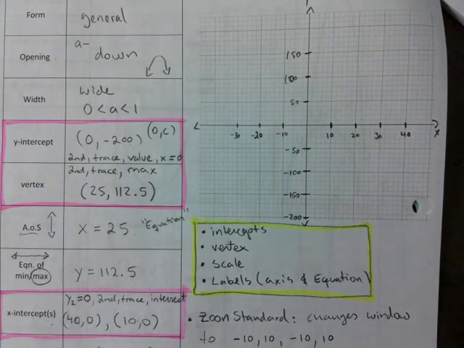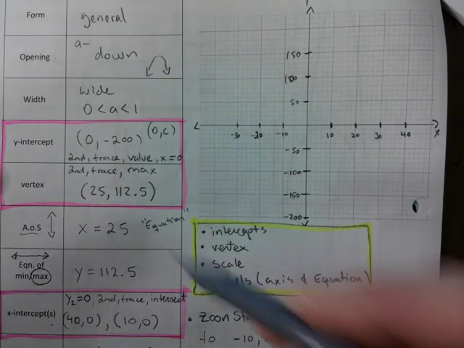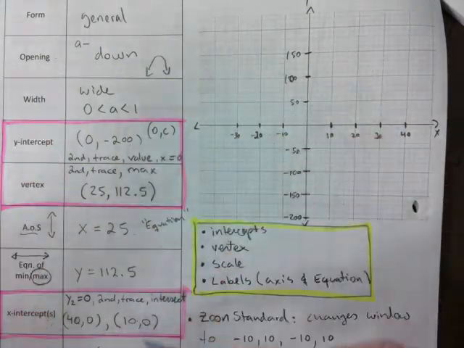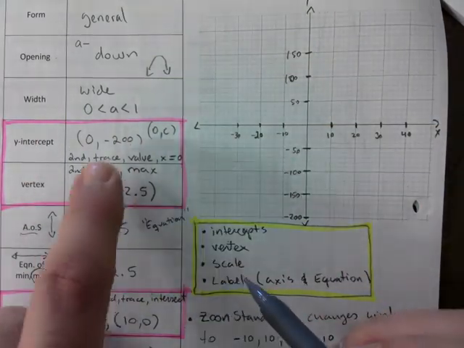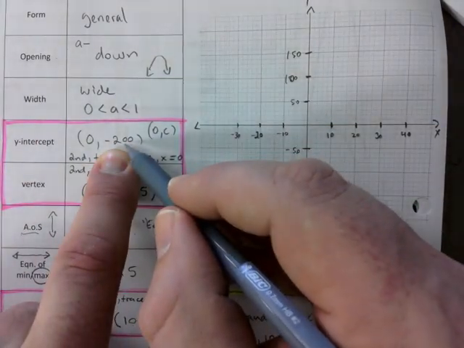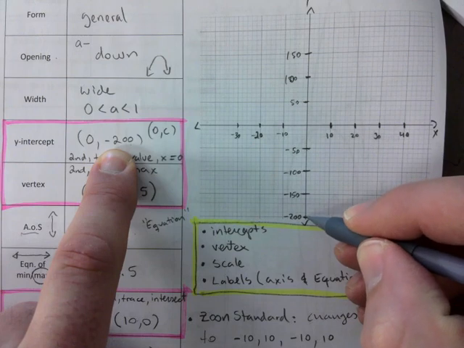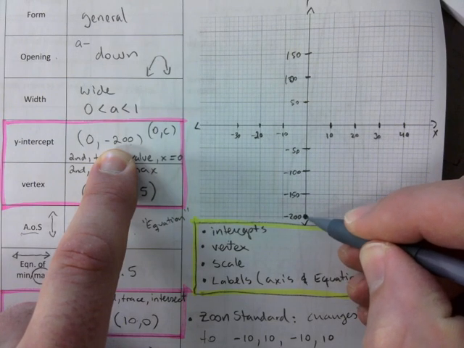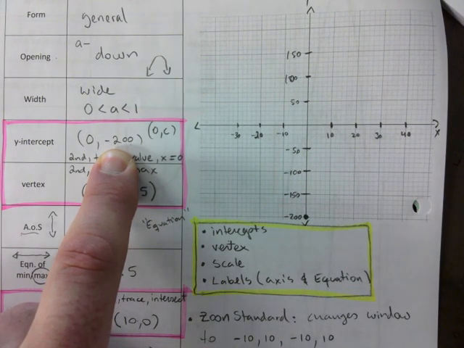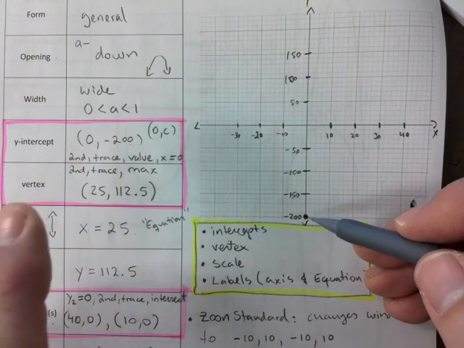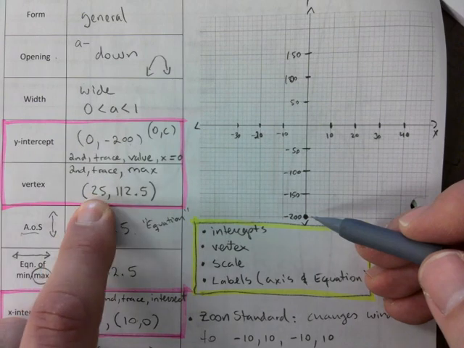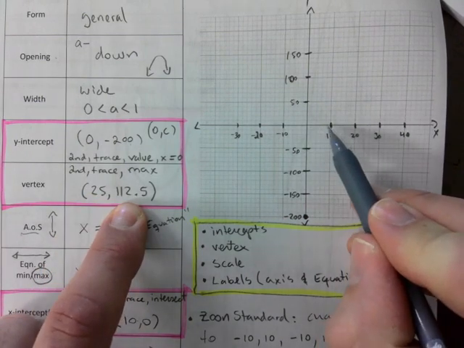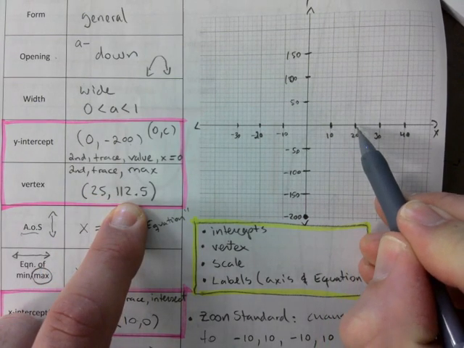Now let's plot those points. All I need is for you to plot them. I don't need you to label them, because you already told me what those points are here. So 0, -200, let's do that one first. Right down here, a nice big dot there. Okay, then you're going to plot your vertex. It's at 25, 112. So I go 10, 20.